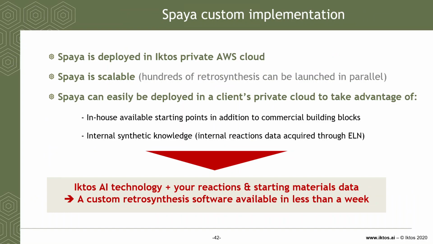As we said, Spaya implementation, being able to implement this technology easily, is very important. Currently, Spaya is deployed on our private AWS cloud. It is highly scalable. We can run hundreds of retrosyntheses in parallel, and of course, Spaya can be easily deployed in your private cloud, which actually allows us to bring Spaya to the next level, because in that case you can take advantage of your in-house starting materials. There is no need to perform a complete retrosynthesis if you actually have advanced intermediates in your fridge or on your shelf. So this is also very important for you to implement this technology in-house. But we can also take advantage of your ELN reactions and internal synthetic knowledge.